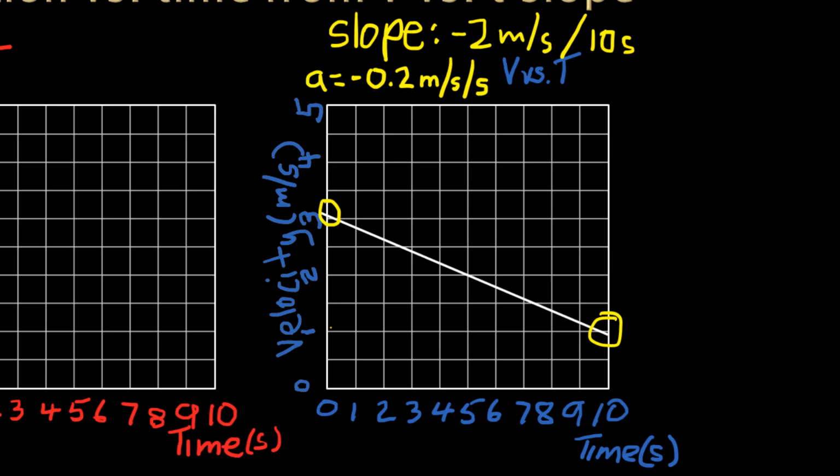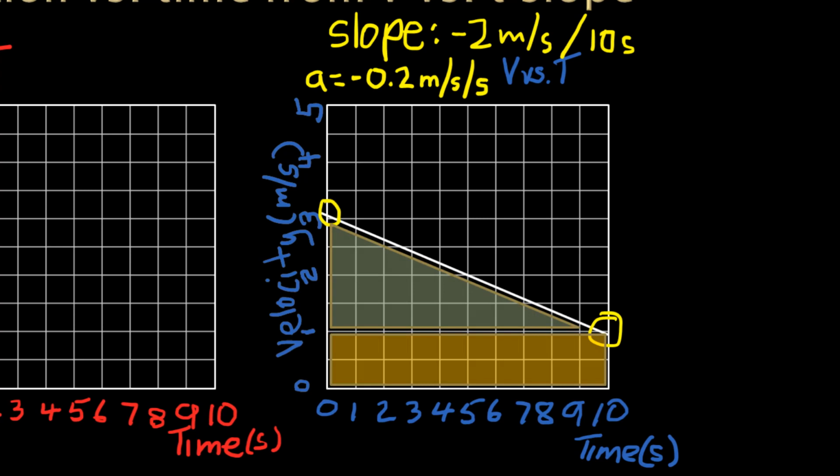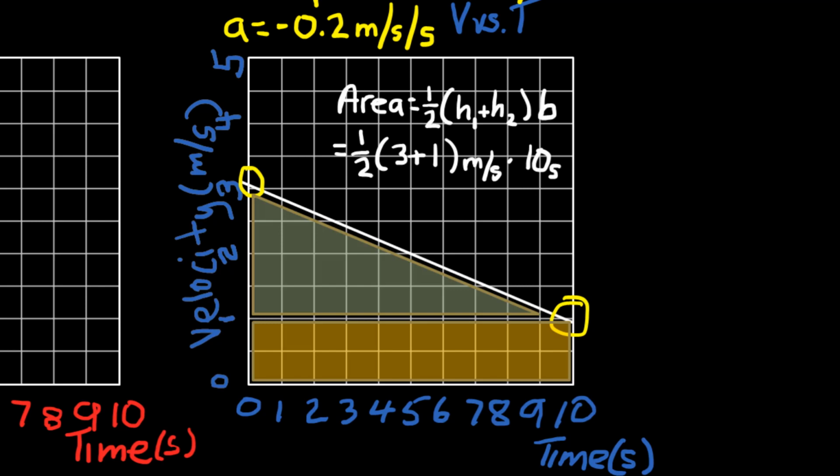Again, to figure out the displacement, we'll have to take a look at the area for the velocity versus time graph, which will be composed of a triangle plus that rectangle. So we're going to have to take a look at the area of a trapezoid. The area of a trapezoid is 1/2 height 1 plus height 2, so we're averaging the two heights times the base. That's equal to 1/2 times the height on one side, 3 meters per second, plus 1 meter per second, times our 10 seconds. Our displacement indicated by this area is 20 meters.